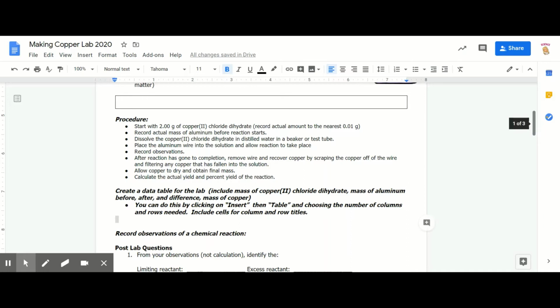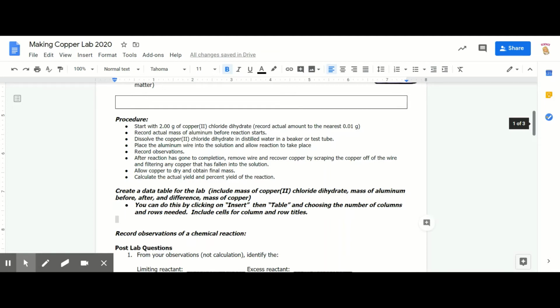We are going to dissolve the copper 2 chloride in distilled water in a beaker and allow that reaction to go to completion. I will remove the wire and recover the copper, allowing it to dry overnight. Then you have the task of finishing all of the calculations.